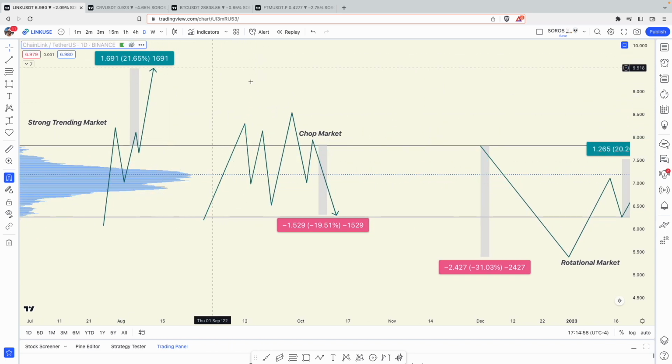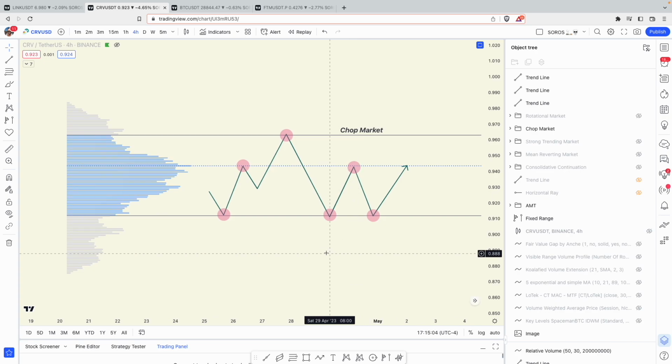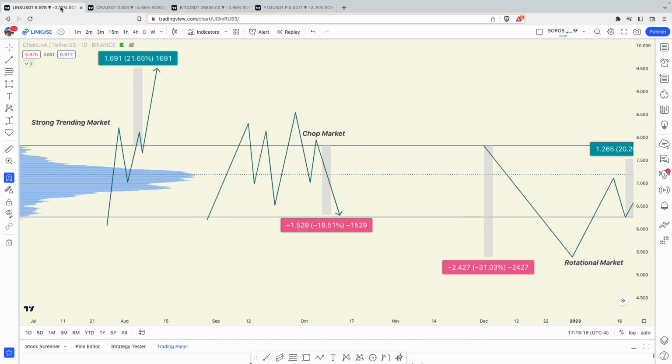So if I hide the chart again, here's the drawing of what a chop market would look like on volume profile. You're basically testing all the pivot points. Value area low, point of control, value area high, back to the value area low, POC. So you're just ping-ponging in between each one.